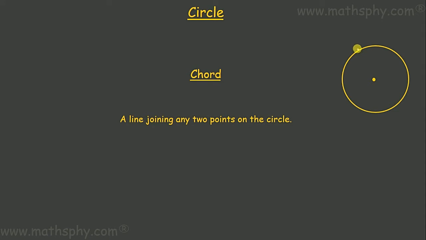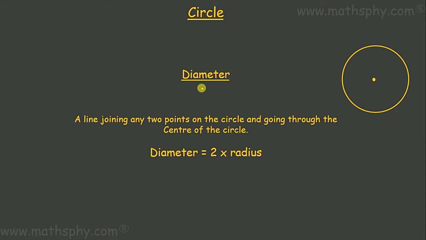We have millions of points on a circle. If we draw a line like this or like this, now this line or this line, they are joining any 2 points on the circle. So if we have a line which joins any 2 points on the circle, we call that line chord. Diameter. A line joining any 2 points on the circle and going through the center of the circle. We have already seen this. This is what we call chord.